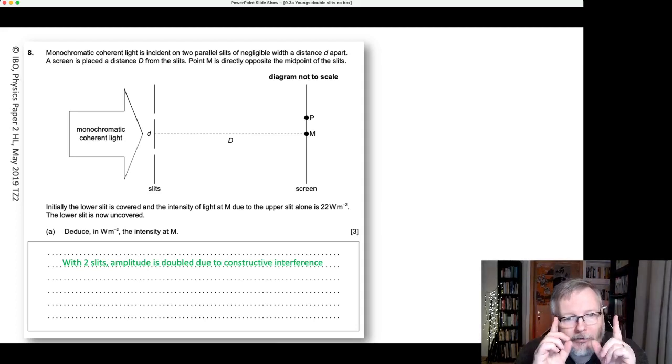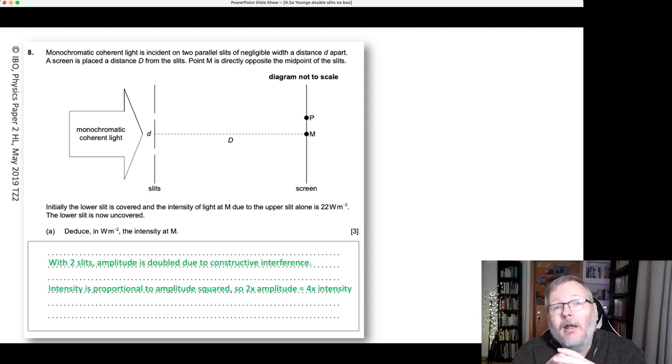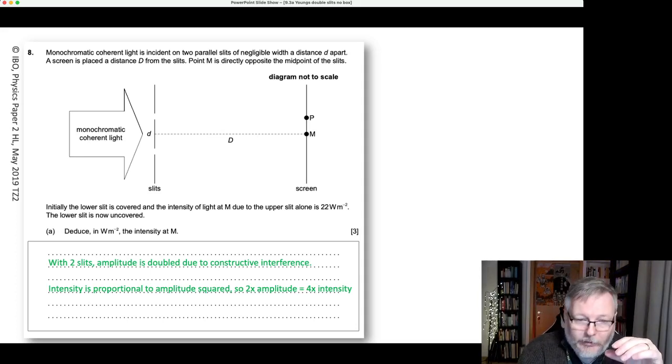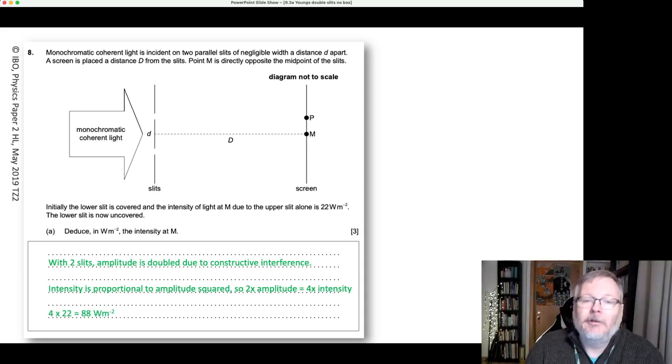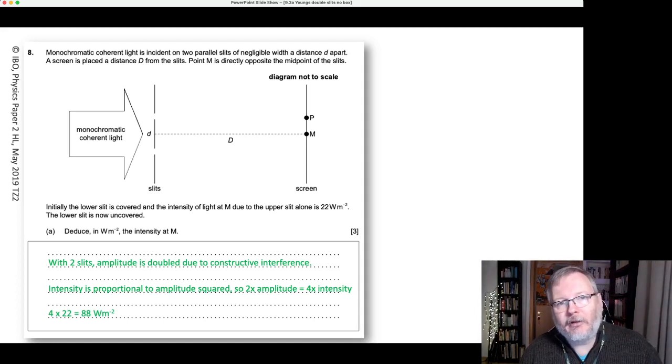That's the amplitude. Now, what you have to remember, it's in the data booklet, is the equation that the intensity of light is proportional to the amplitude squared. So I is proportional to A squared. So if you're doubling the amplitude, your intensity will go up by 4 times. Your initial intensity is 22 watts per meter squared. Multiply 22 by 4 and you get 88 watts per meter squared. Okay, so we will always remember that relationship. Amplitude squared gives you the intensity.